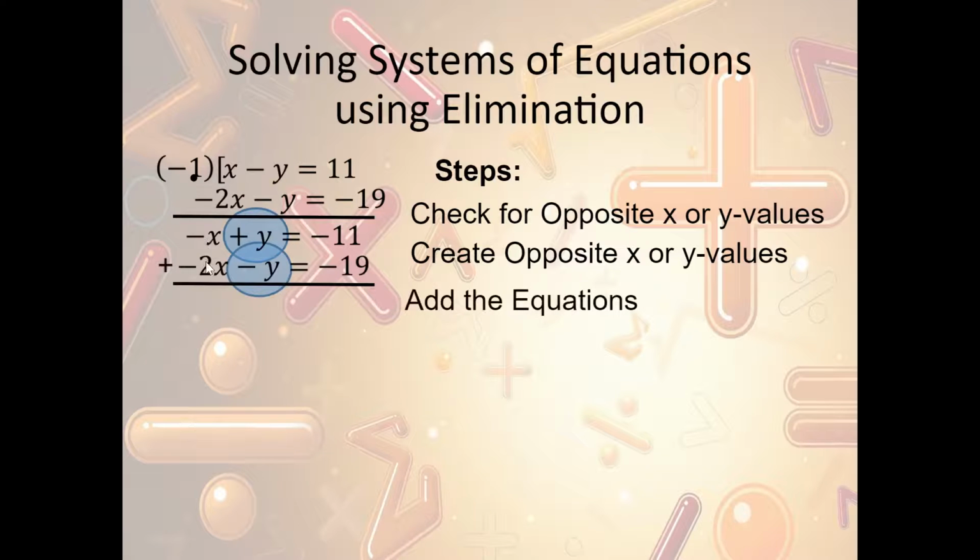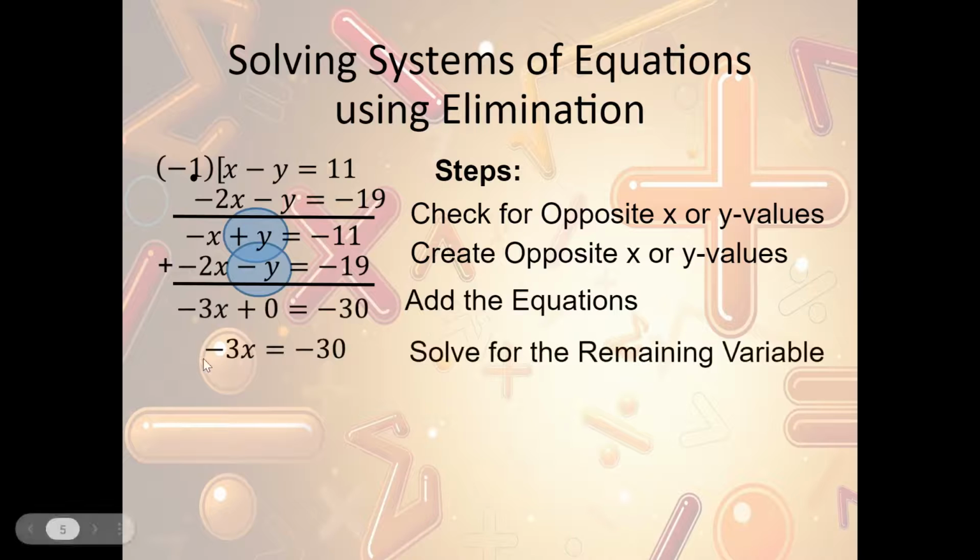So then we're going to add the equations together. And we get negative x and negative 2x is negative 3x. These cancel out. And we get negative 11 plus negative 19 is negative 30. So we have negative 3x is equal to negative 30. Now we just solve. So we divide both sides by negative 3. And we get x is equal to negative 30 divided by negative 3 is positive 10. So there's our x value.